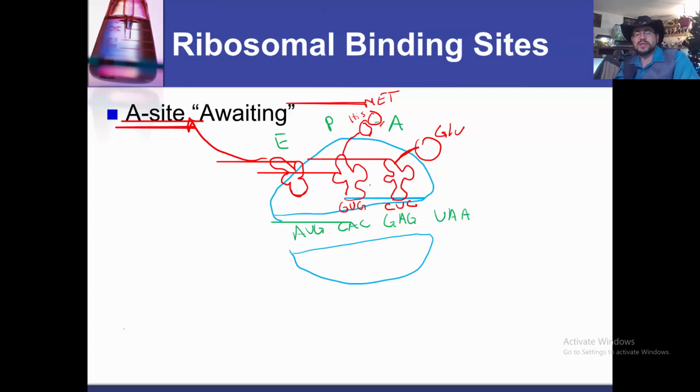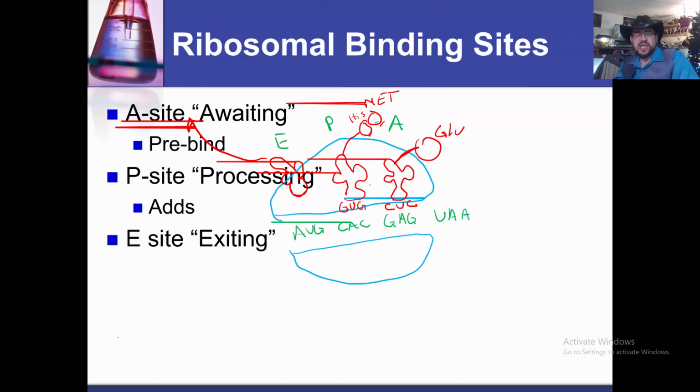So the A site is awaiting. The tRNA is there awaiting adding its amino acid to the chain. It's a little pre-bind. The P site is our processing, where we actually add the amino acid to the chain. And the E site is exiting, where the tRNA actually gets to exit now. It can release from the mRNA and go find a new one of its nucleotides that it carries. We continue and continue until we hit a stop.